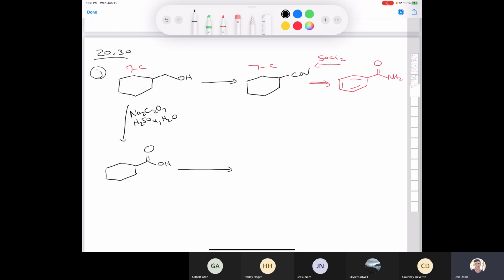Then I can do a 2-step process. First, I'll treat that with thionyl chloride to make the acid chloride. Then I'll treat it with excess ammonia, and that will give me my primary amide, like that. And then all I have to do is treat that with thionyl chloride again. Right, so you see how useful thionyl chloride is, whether you're using it to make a nitrile or if you're using it to make an acid chloride. Very useful reagent. Okay.